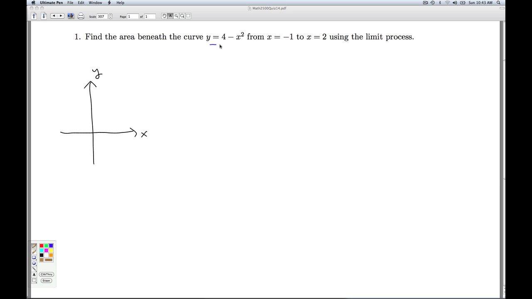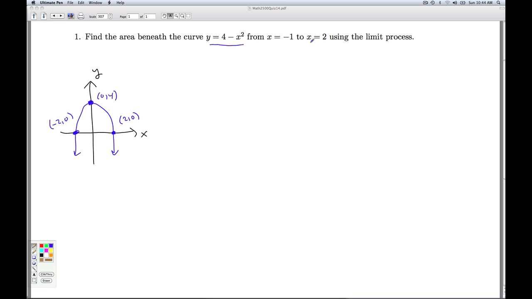We're given the curve y equals 4 minus x squared. So we know from algebra, or even from calculus if we wanted to go that route, that that's a parabola with a vertex at (0, 4). It opens downwards. And it's got a pair of x-intercepts at (-2, 0) and at (2, 0).